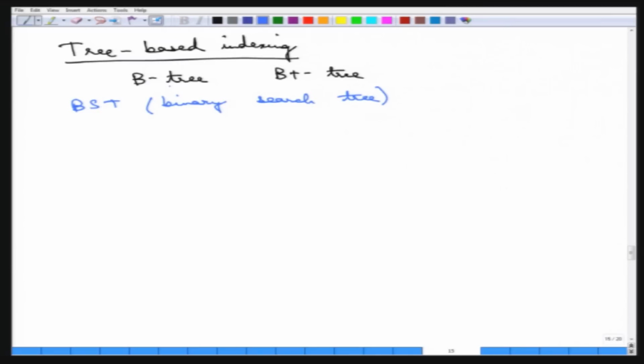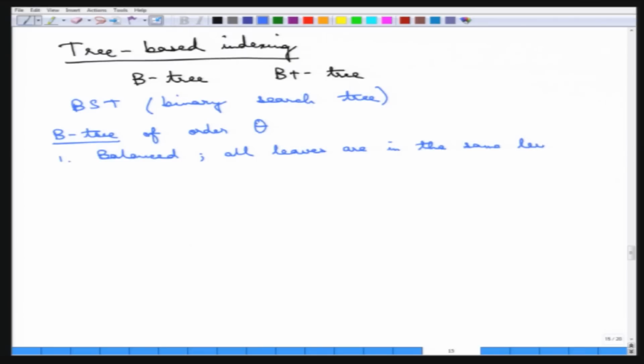And how is it stored? So the B tree, let us take the B tree, there is an order corresponding to a B tree of a particular order. We will see what the order is. Suppose the order is theta, it has the following properties. First of all, the B tree is a balanced structure, balanced meaning all leaves are in the same level.